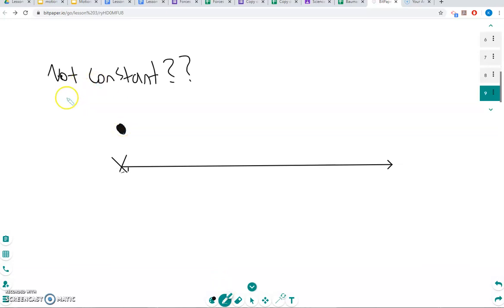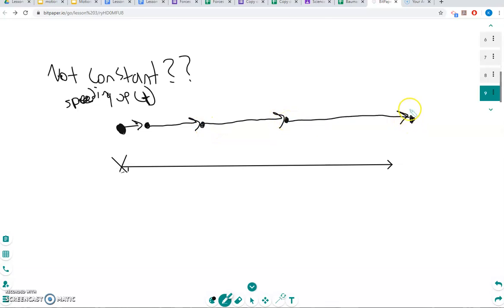Let's say we are speeding up. Speeding up in the positive direction. Okay, so we'll start with a small arrow, and then every second that goes by, our arrow will get even bigger. See how that works? That would be speeding up.